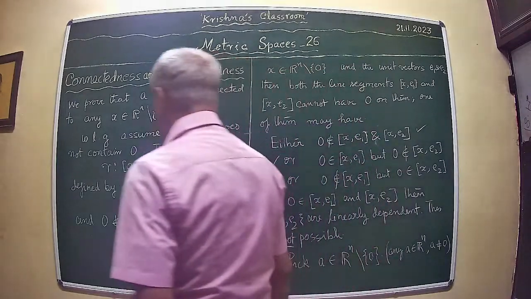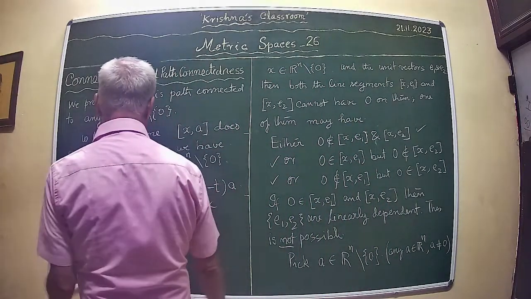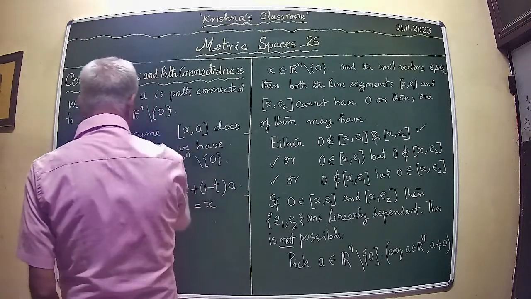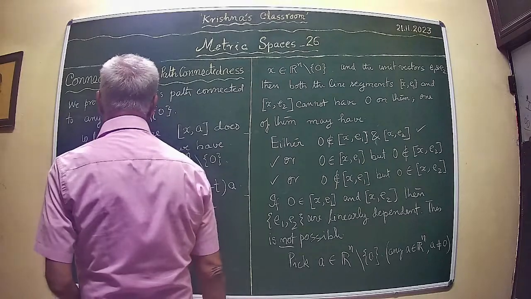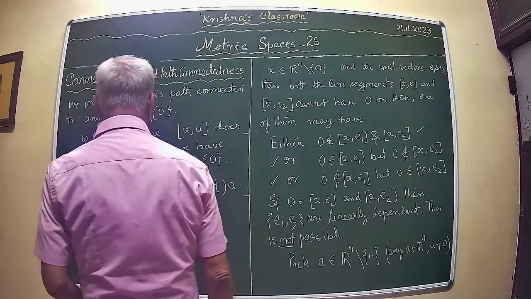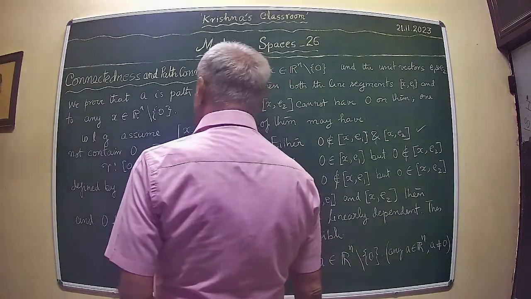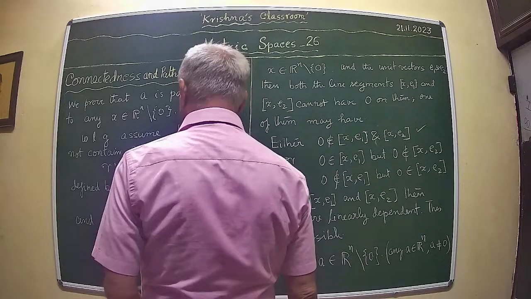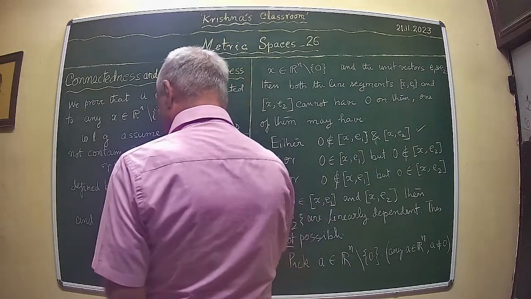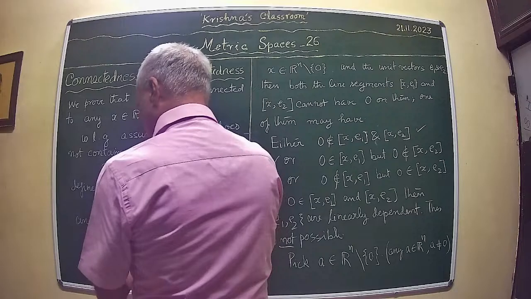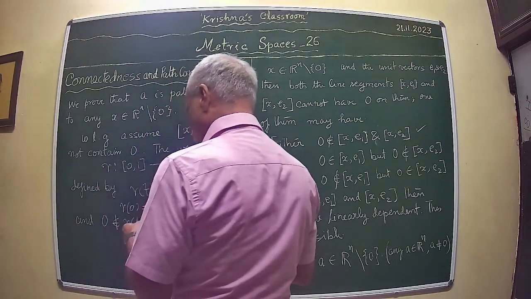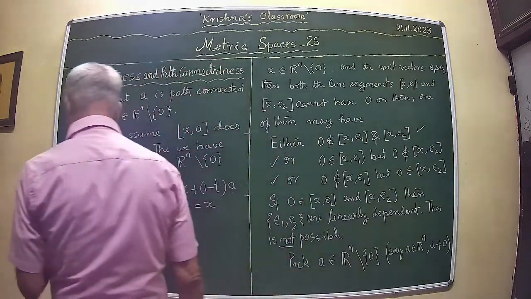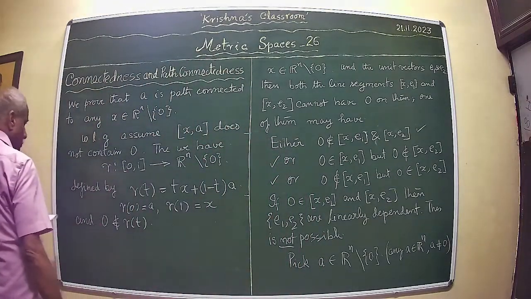Otherwise, we look at the possibility that 0 happens to be on this line. Okay. So how to get to this?